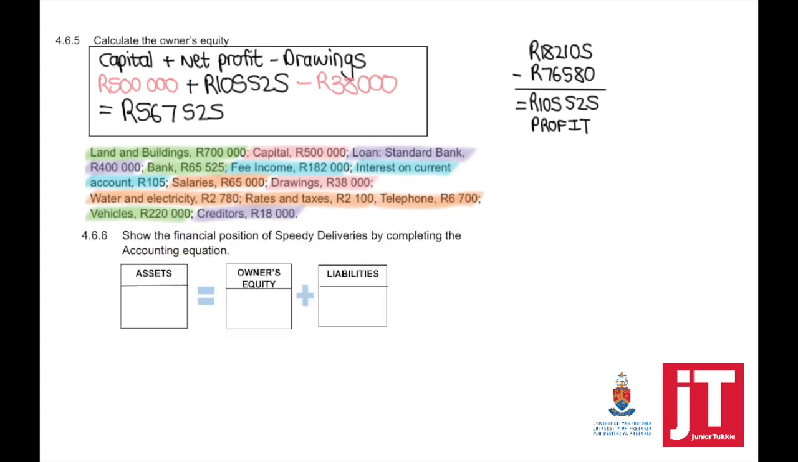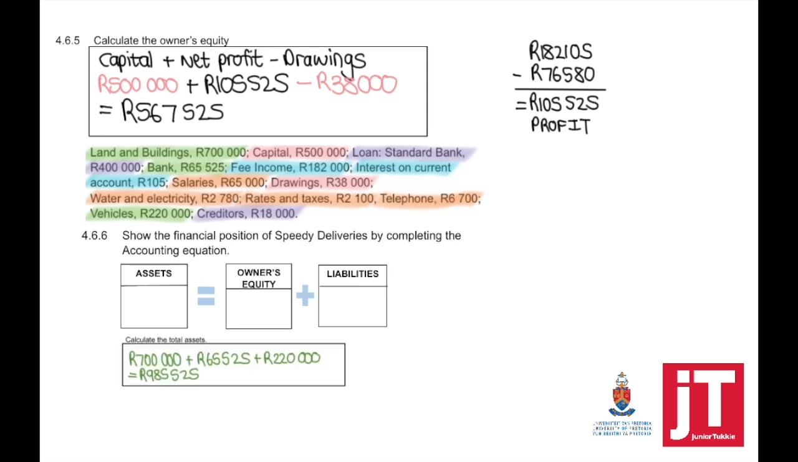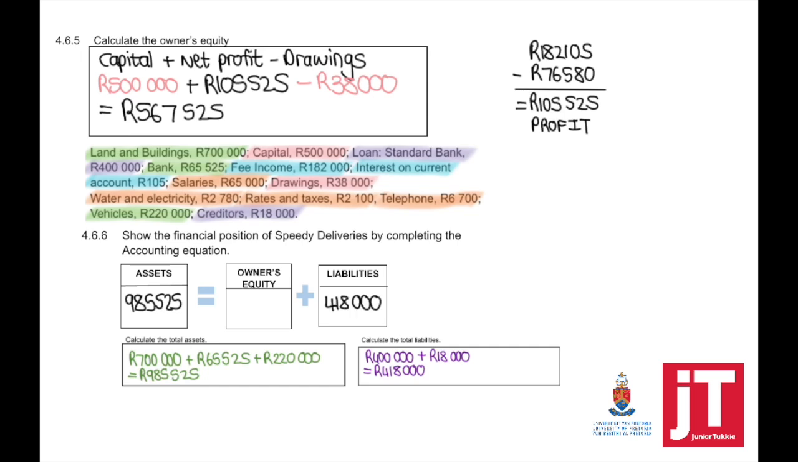567,525. And now if we show this financial position of Speedy Deliveries by completing the accounting equation, our assets we've calculated 985,525. Our owner's equity will come to now. Our liabilities we've calculated 418,000. So now if you take your assets minus your liabilities, you will get exactly the same answer as what we've calculated on top in 4.6.5, which is 567,525. If it's not the same, it means somewhere you have made a mistake.